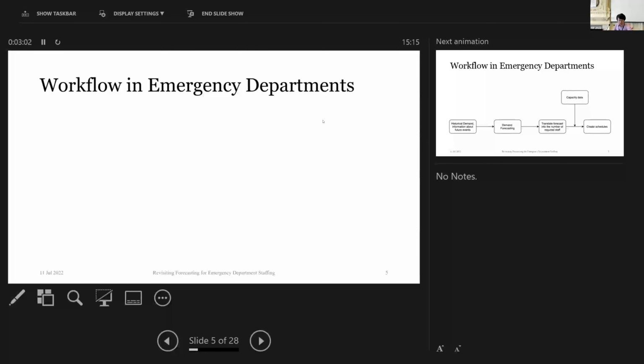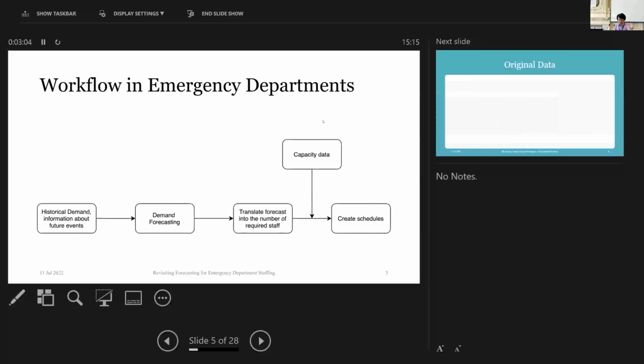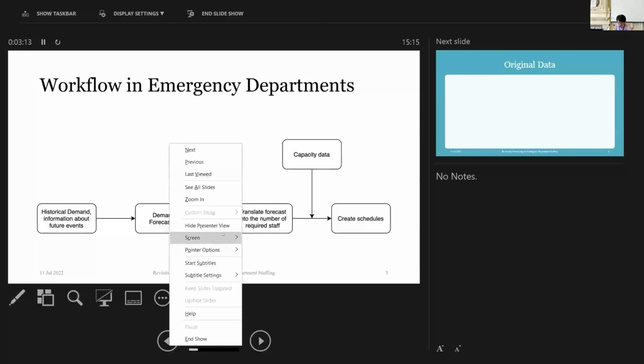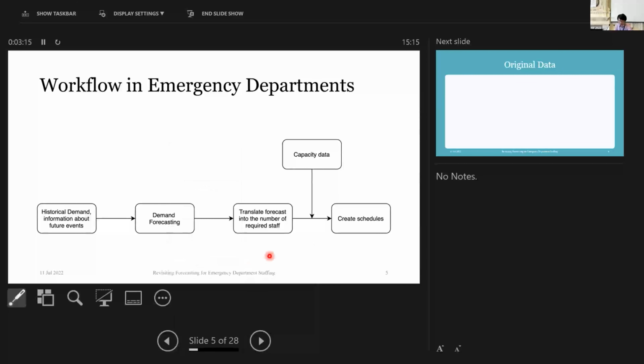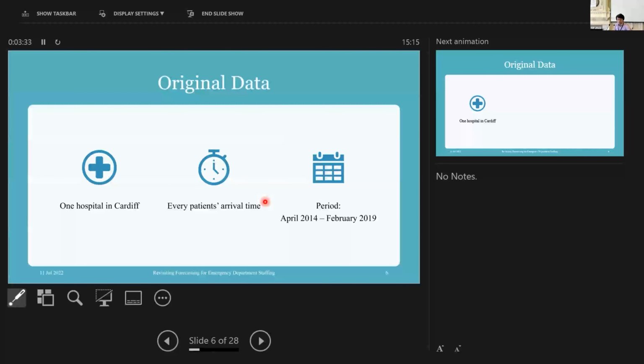So this is the workflow in emergency department. As you can see, like any planning, you need to have your demand forecasting. This demand forecasting is usually based on your historical data. Then you translate your forecast into number of required staff. You check you have enough capacity. You make schedule.